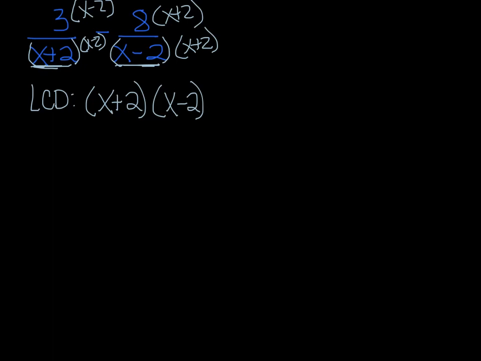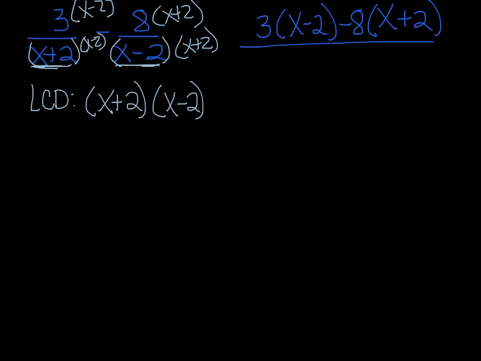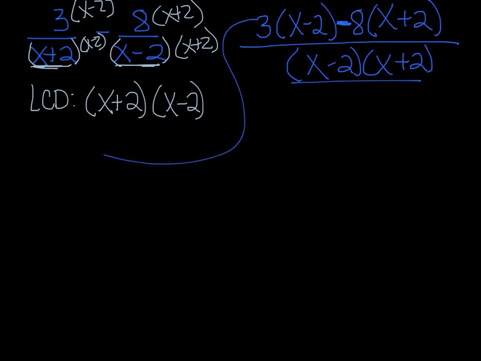All right, so let's multiply that out. We've got 3 parentheses x minus 2 minus 8 parentheses x plus 2 all over our common denominator of x minus 2, x plus 2. We don't ever want to multiply this bottom part out. Just leave it factored. Leave it alone. But this top part, because I've got a minus in between here, I want to clean this up a little bit. I'm going to clean it up down here.